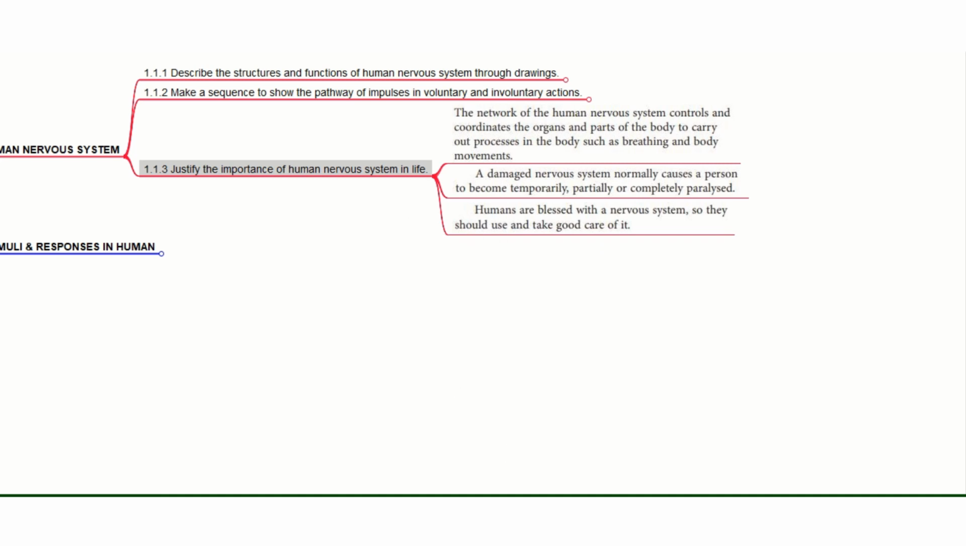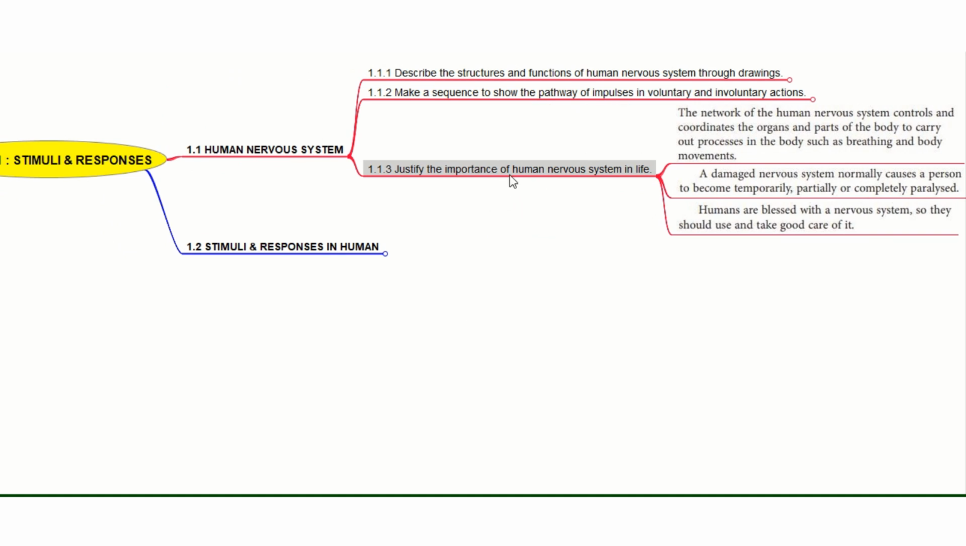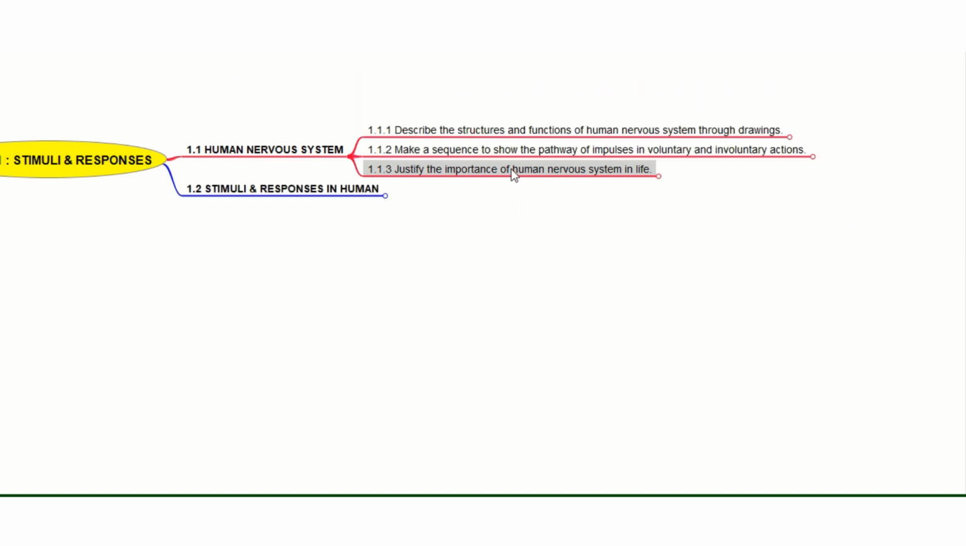All right, so we have covered 3 learning standards for content standard 1.1, human nervous system.